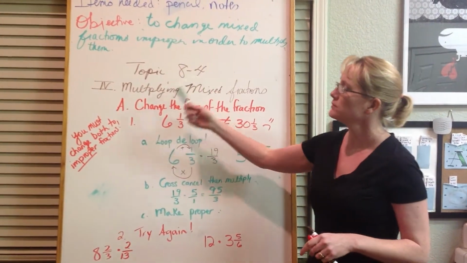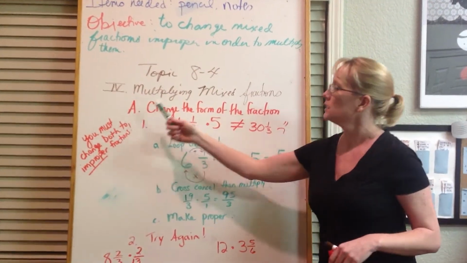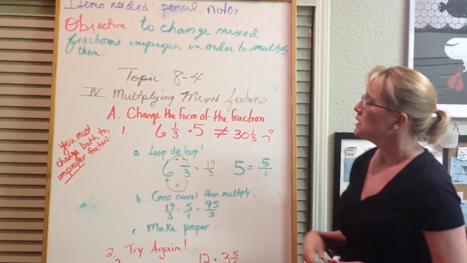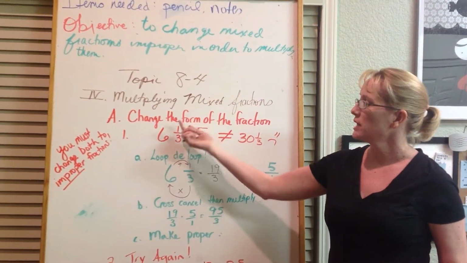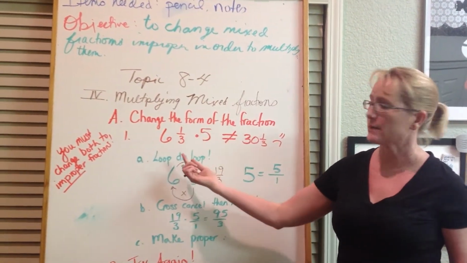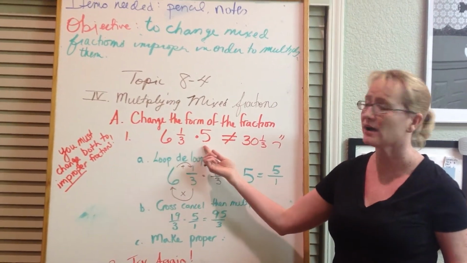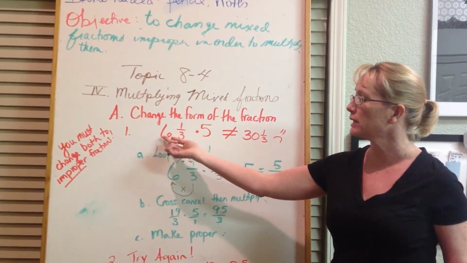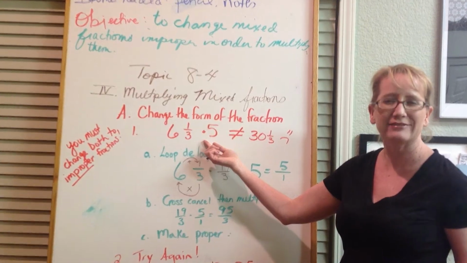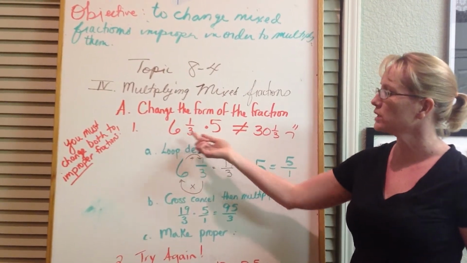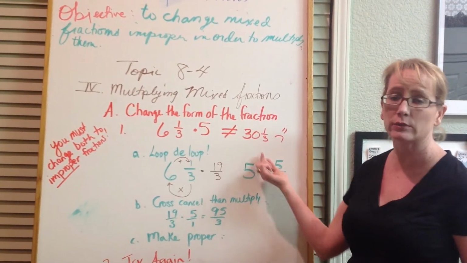So it's topic 8.4, so you're going to use Roman numeral 4, multiply mixed fractions. The first thing we always have to do is change the form of the fraction. Here's an example, 6 1/3 times 5. Sometimes children will multiply the whole numbers times each other, and then fractions times each other, and that doesn't work. 6 1/3 times 5 does not equal 30 1/3.